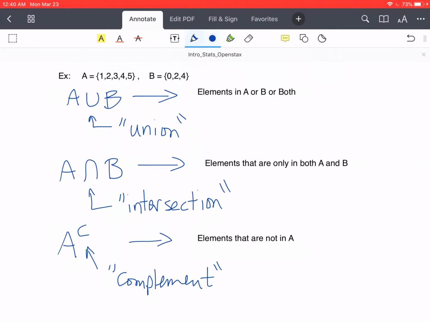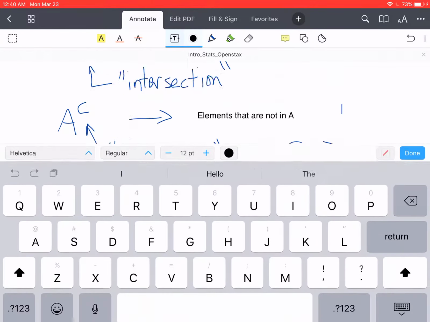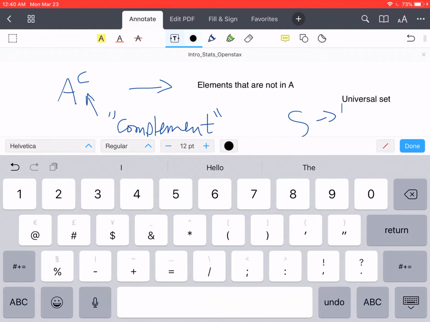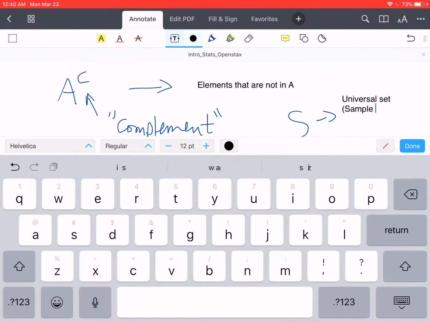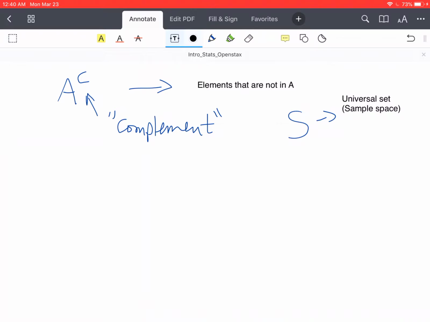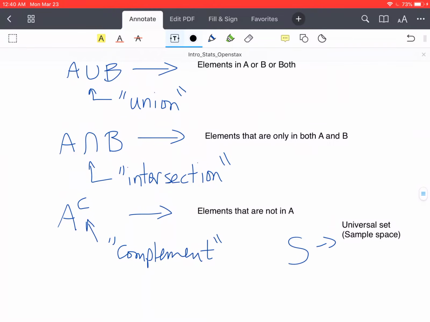Sometimes we'll use an S, and this would be known as the universal set. It's also called U sometimes. But in statistics, we generally call this the sample space. If you remember from early on in chapter 1, that's just all possible values. All possible values of data makes up the sample space.